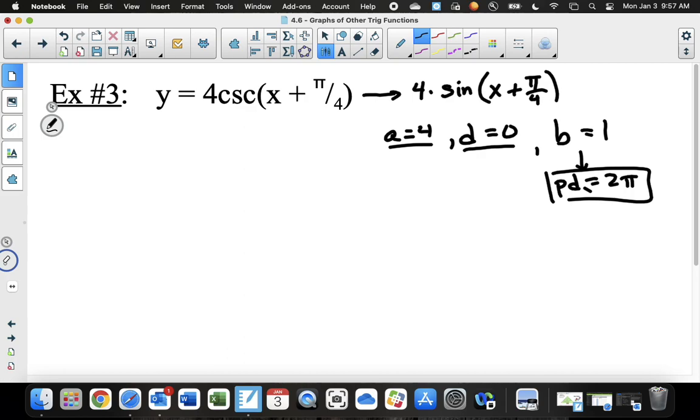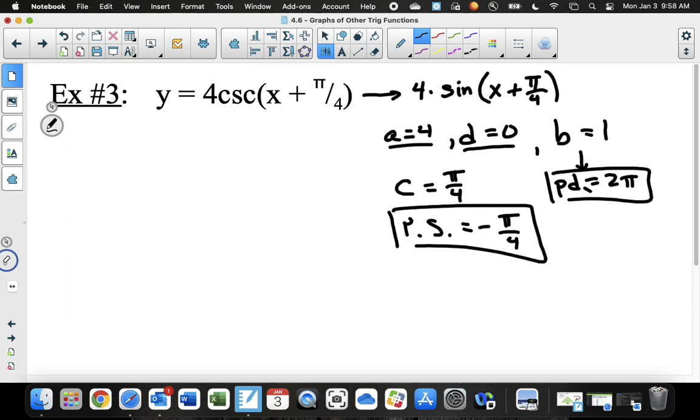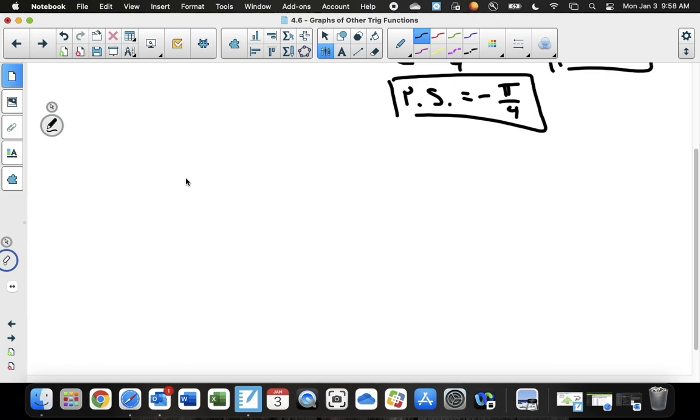And the last part, C, is the positive pi over 4, which means the phase shift, the horizontal shift, is the opposite of C divided by B. So in this case, negative pi over 4. Phase shift and period are your two main features that you need in order to get your sine or cosine wave. All right, let's put it together.